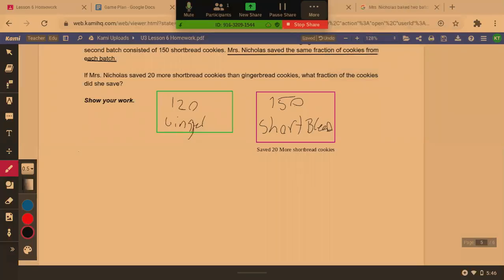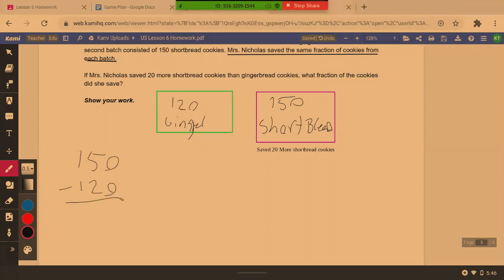All right, scholars, let's see if any of y'all were able to solve this tough cookie challenge. So, what's the difference between the shortbread and the ginger? So, the difference would be 150 minus 120.